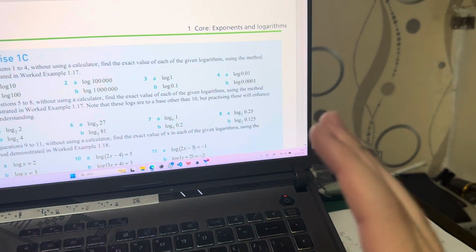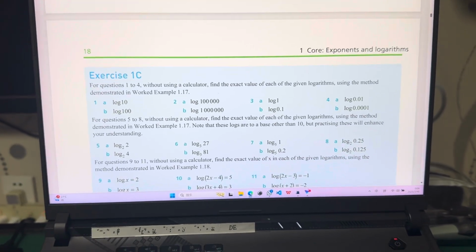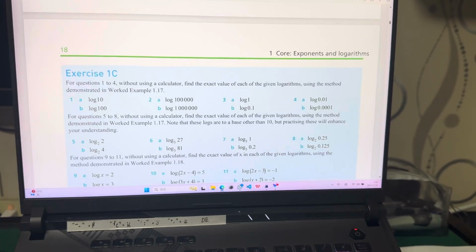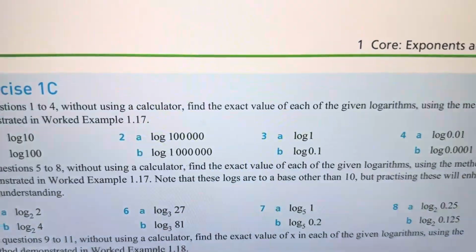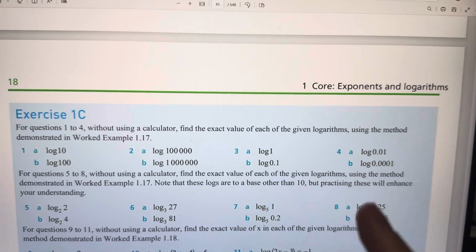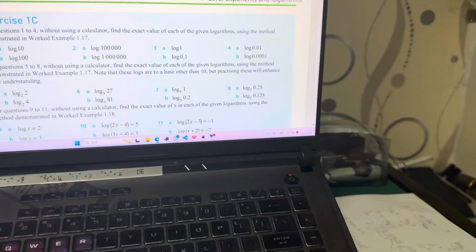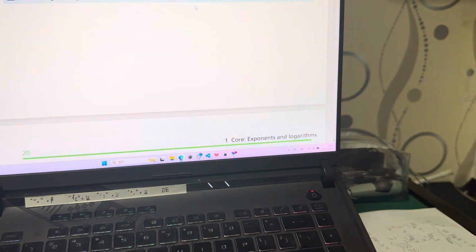Okay. So for the core part of log, it's not too much. We just use the definition of log to do some questions. So now, I hope you guys can do the homework. Please do the homework, okay? It can make your life really fun.